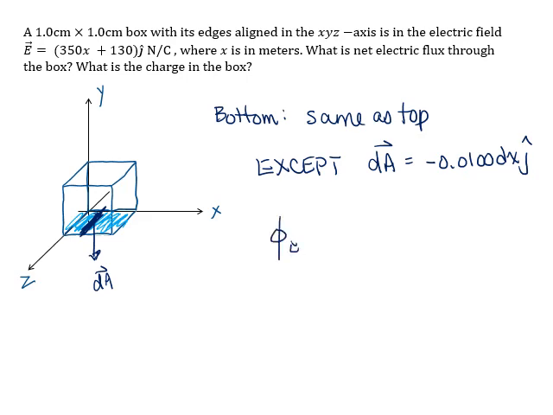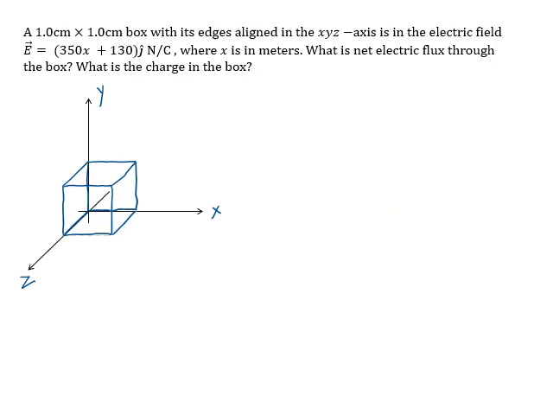When you get your final answer, you should find that the net flux is negative 0.01318 newtons per coulomb times meters squared. So right and left, top and bottom are done. Our front and back faces now are almost the same as our top and bottom faces.